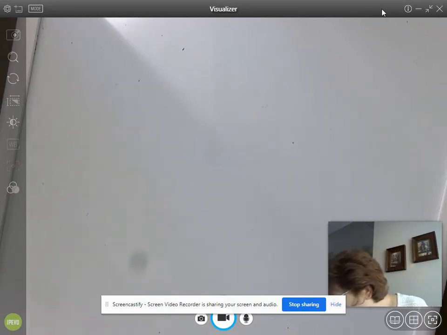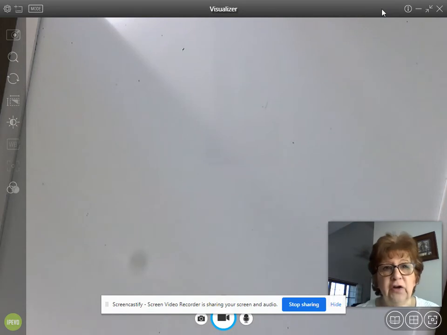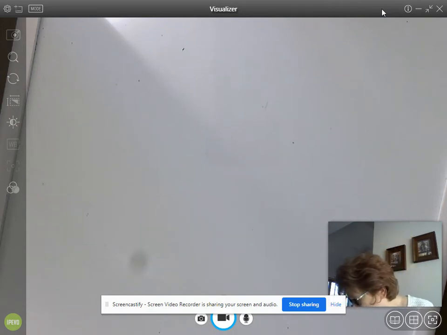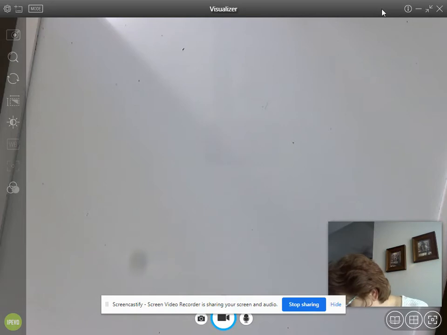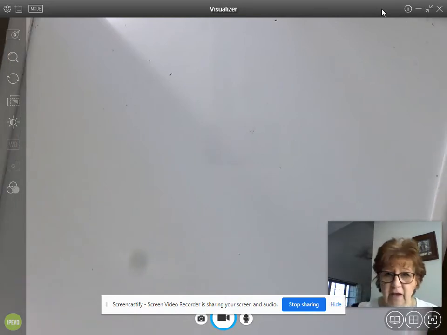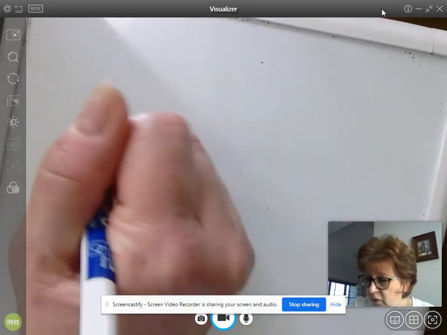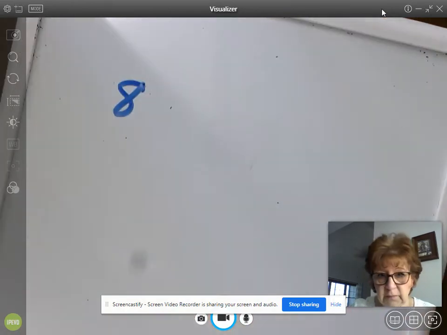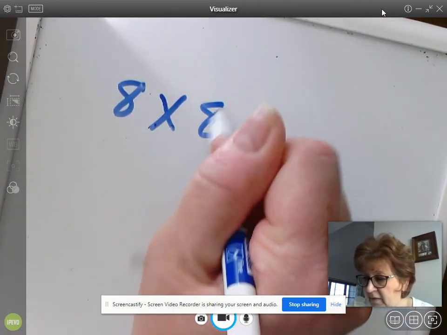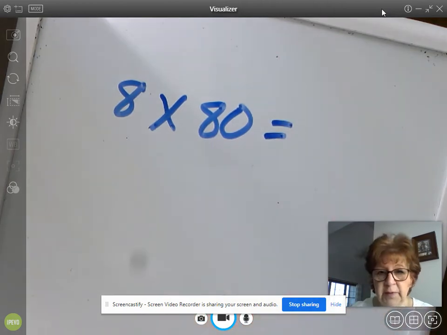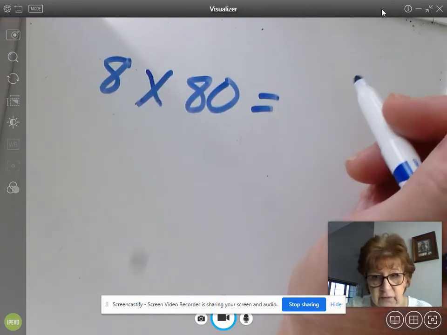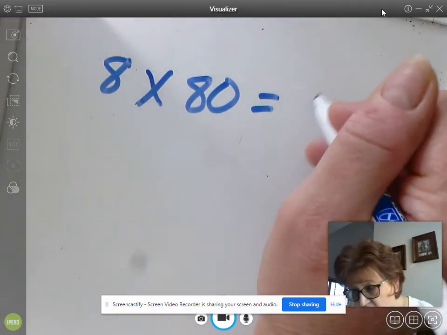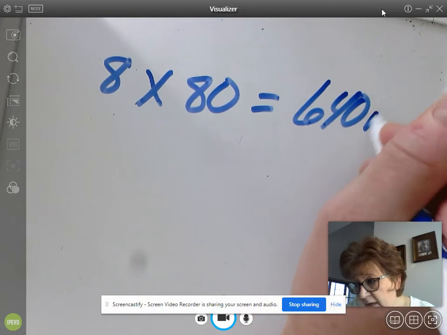The field day racetrack is 80 meters long. What's the distance that the racers will travel if they run the track 8 times? So let's think about the information we have here. If they're going to run the track 8 times, and each time they run, it is 80 meters, that would be our number model for that. And so I'm going to go ahead and give you the answer, and then I'm going to show you some different ways that we figure that out. So the answer would be 640 meters.